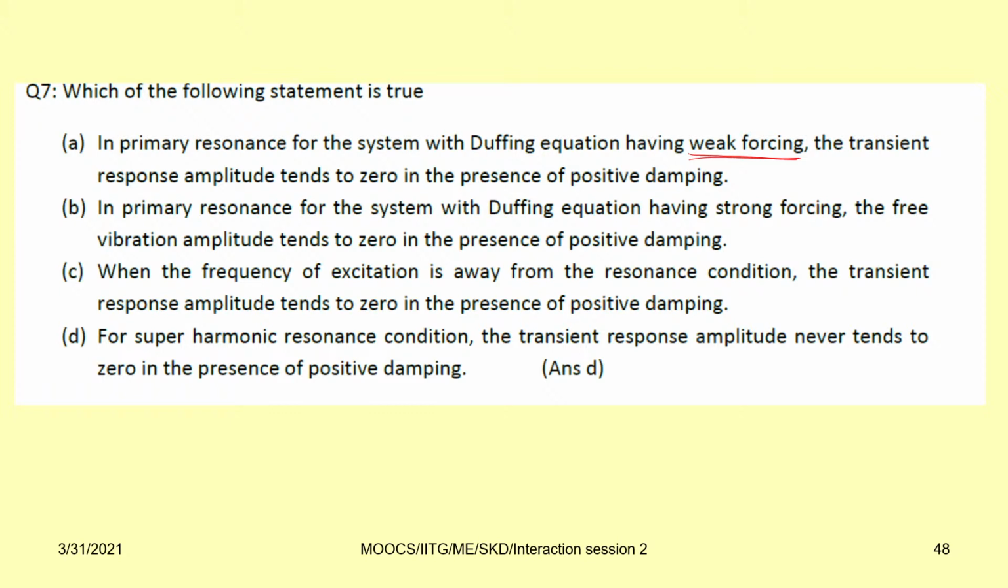When the frequency of the excitation is away from the resonance condition, the transient response amplitude tends to 0 in the presence of positive damping. For superharmonic resonance condition, the transient response amplitude never tends to 0 in the presence of positive damping. Actually, this option is correct.